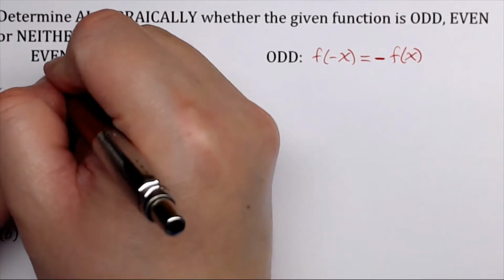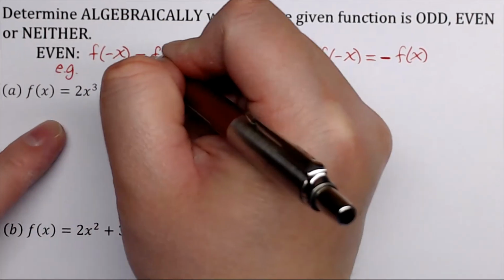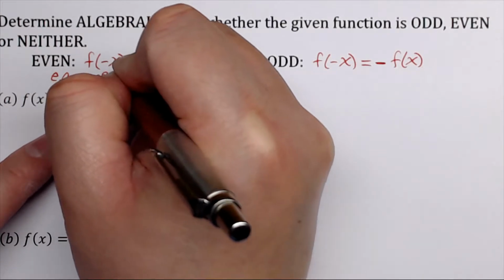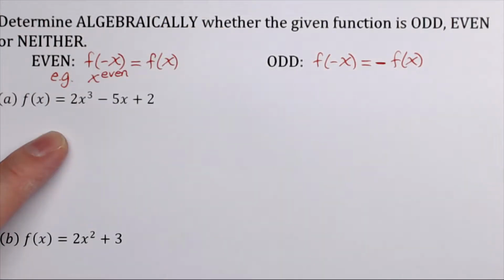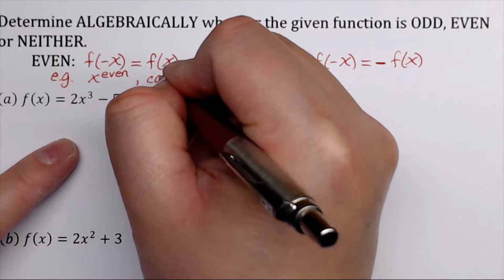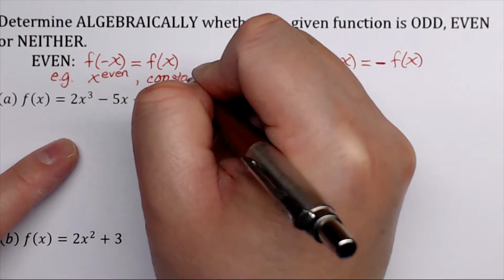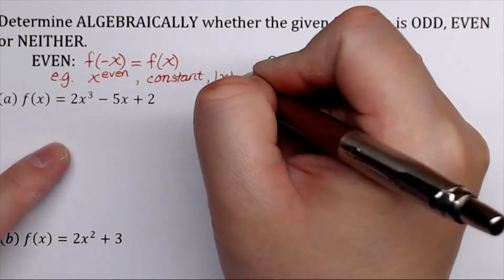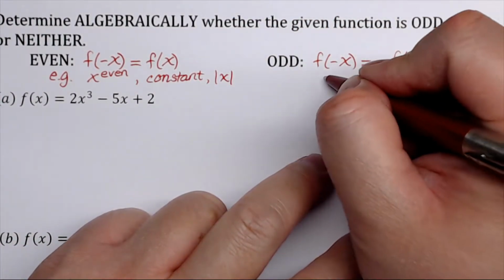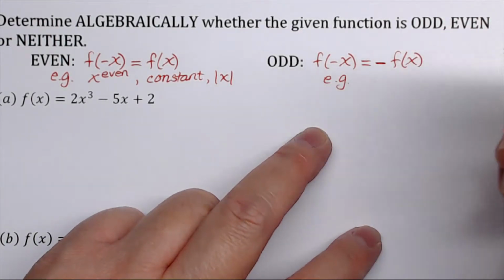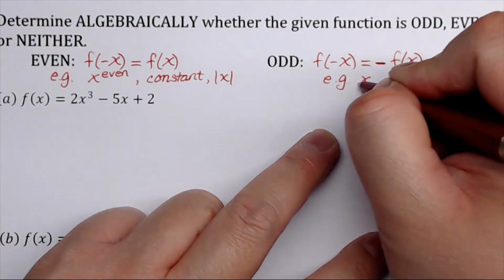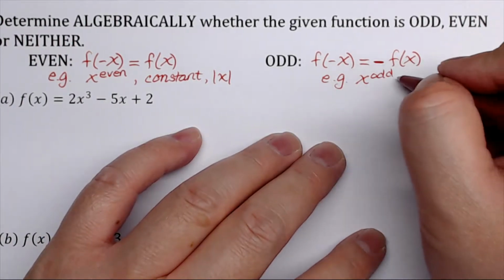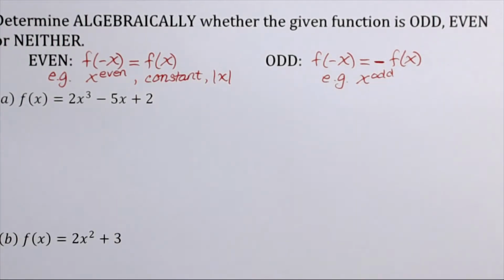There are some examples of that. For an even function, pretty much anything to an even power is going to be even. A constant is considered to be even, and the absolute value of x is also even. Examples of an odd function, there's not much. We just have x to an odd power, and then an odd root of x, but that will be enough.